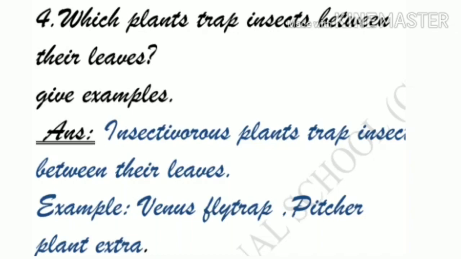Question 4. Which plants trap insects between their leaves? Give examples. Answer. Insectivorous plants trap insects between their leaves. Example: Venus flytrap, pitcher plant.